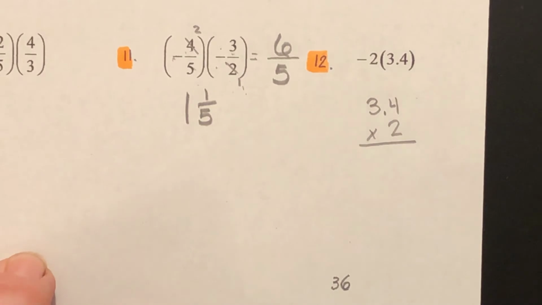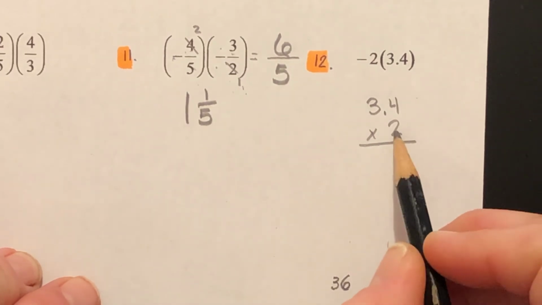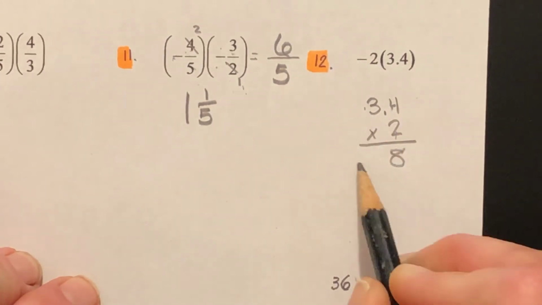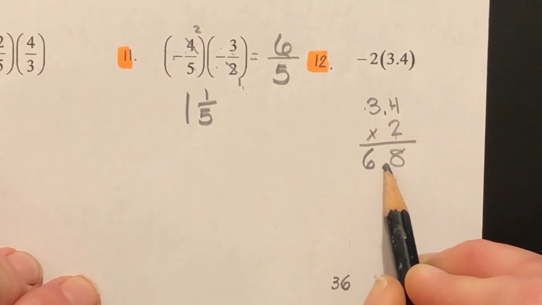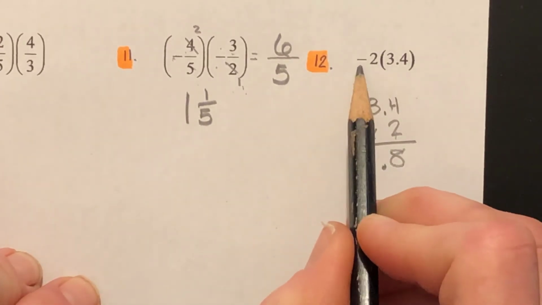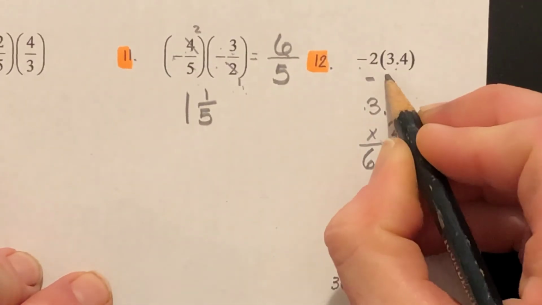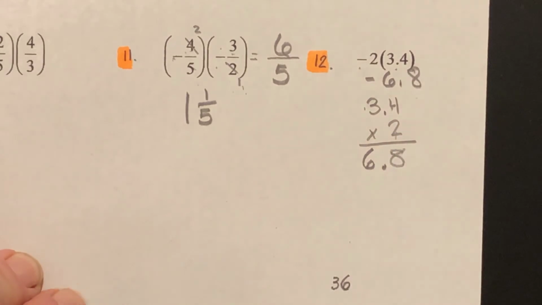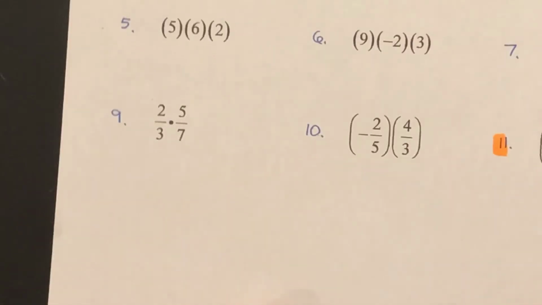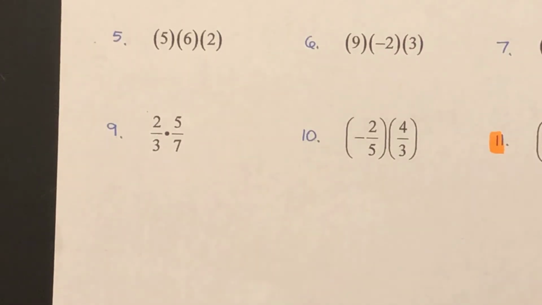And now number 12. You are multiplying negative 2 times 3.4. I wrote it out. 2 times 4 is 8. 2 times 3 is 6. Got 1 digit to the right. This is a negative times a positive, so my final answer is negative 6.8. Too bad you can't cross reduce on any of those two. I gave you the harder ones. I did the easy one. Finally.